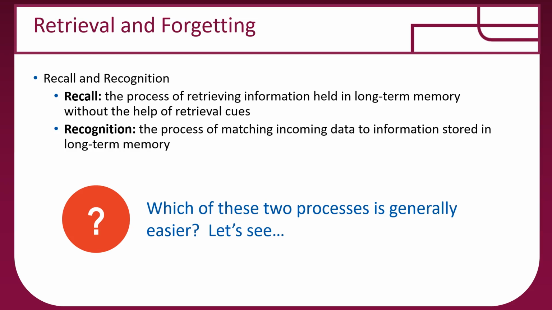So when we talk about retrieving or getting information back, again, think about studying for a test and then needing to retrieve that information. There are two ways we retrieve information. One is recall or free recall. This is the process of retrieving information held in long-term memory without the help of any retrieval cues. So this would be like a short answer or an essay question where they just say, tell me everything you know about memory, and it's a blank, and you have to answer it.